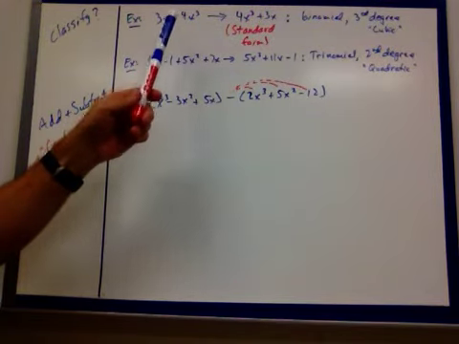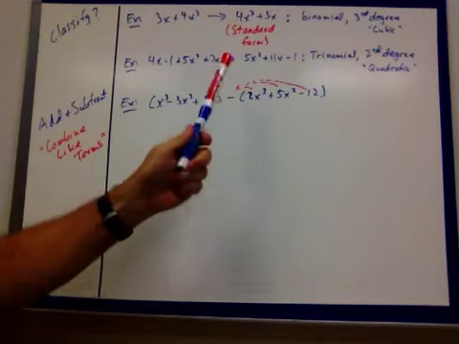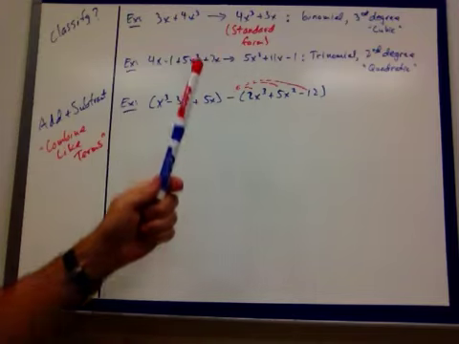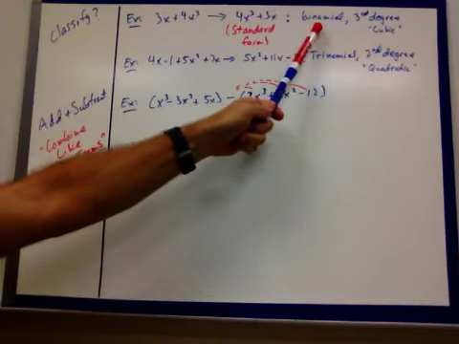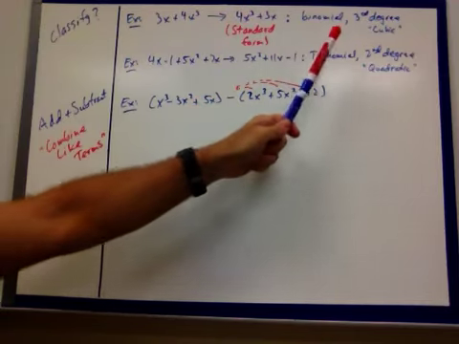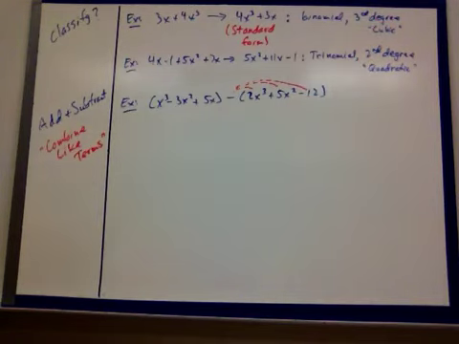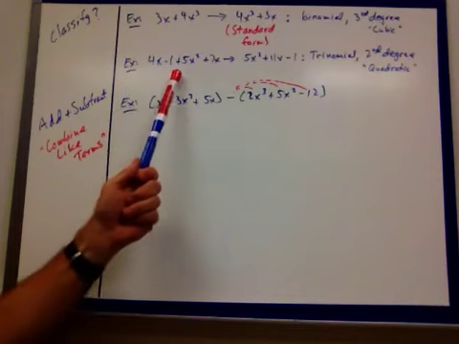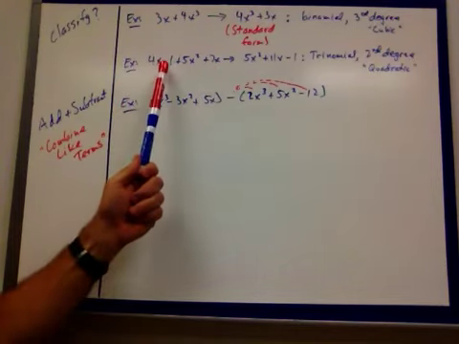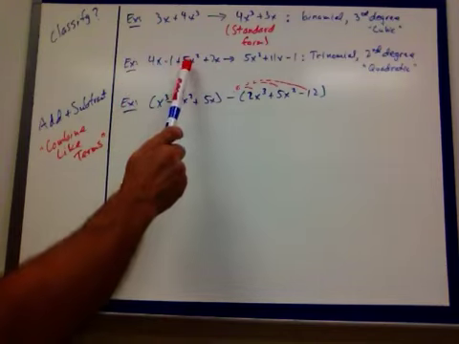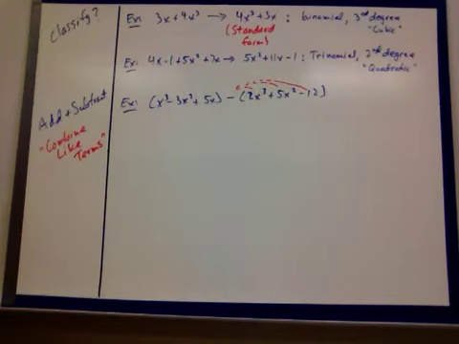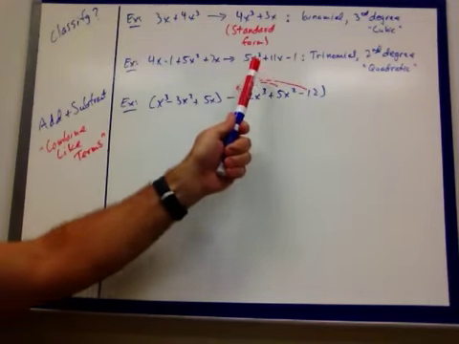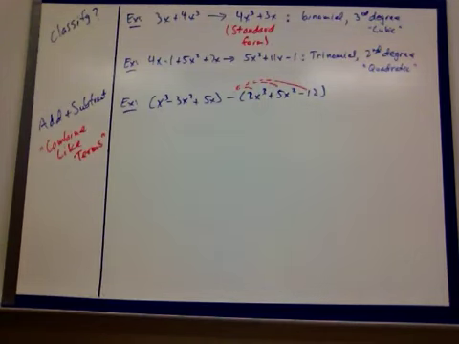Classify this, 3x squared plus 4x cubed. First thing I want to do is get it in standard form. So I switch the order so I get the biggest exponent first. I have 2 terms, so it's a binomial. My biggest exponent's a 3, so it's a third degree, or it's a cubic. Okay? So I've classified it by the number of terms and by the degree. Second example here, 1, 2, 3, 4 terms, but I can combine my like terms and my x's. So this is it in standard form. So it's a trinomial, 3 terms, second degree, so it's a quadratic.